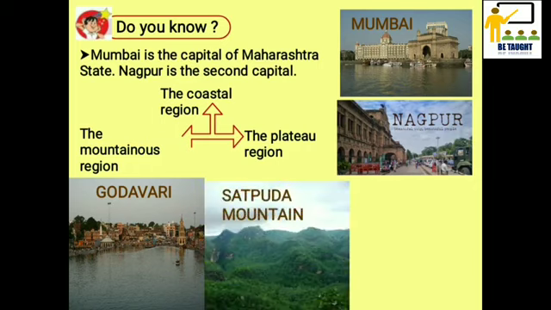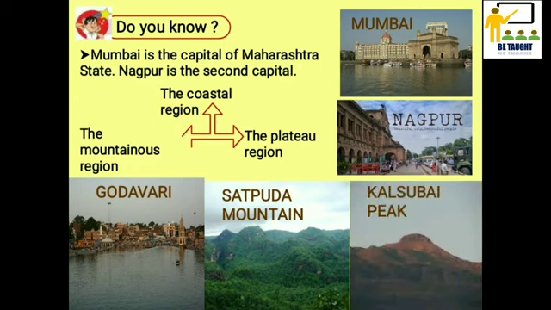The Satpura mountain is in the northern part of Maharashtra. The highest peak in the Satpura mountain is Astamba. The Sahyadri mountains are also called the Western Ghats. Kalsubai in this mountain is the highest peak in Maharashtra. The Arabian Sea is to the west of the state.